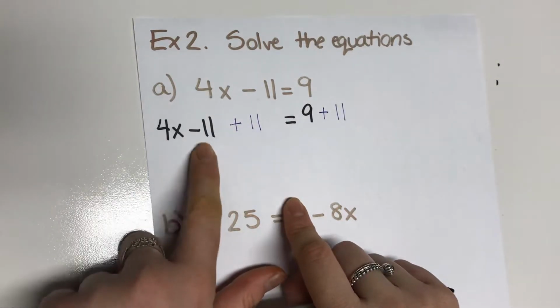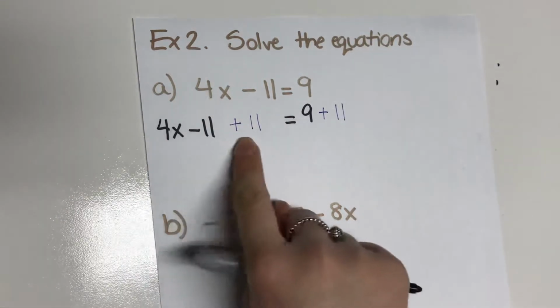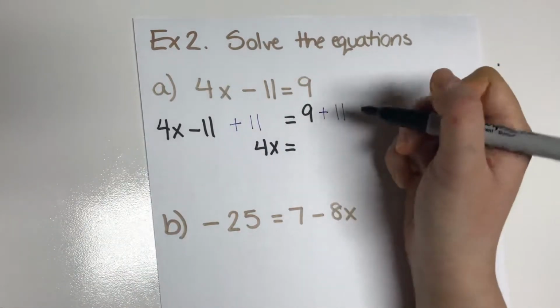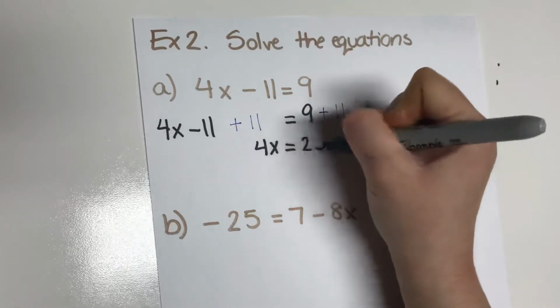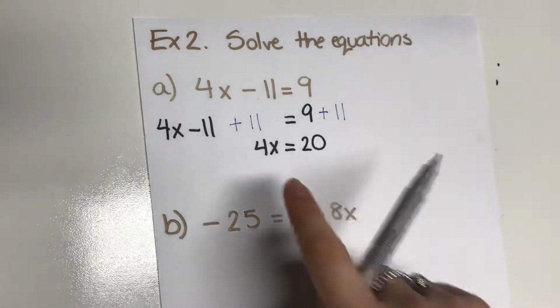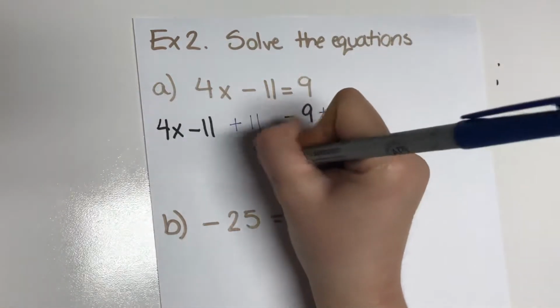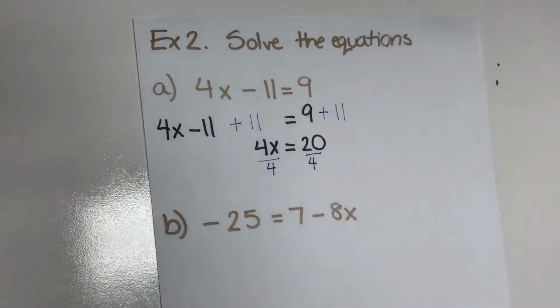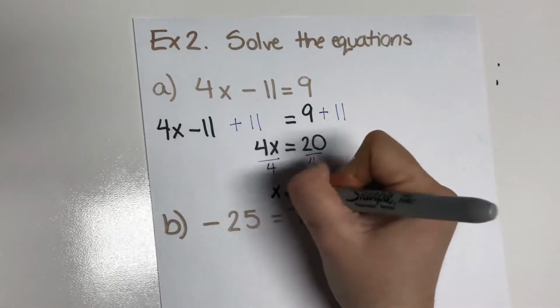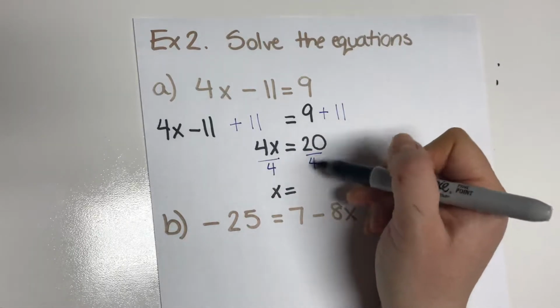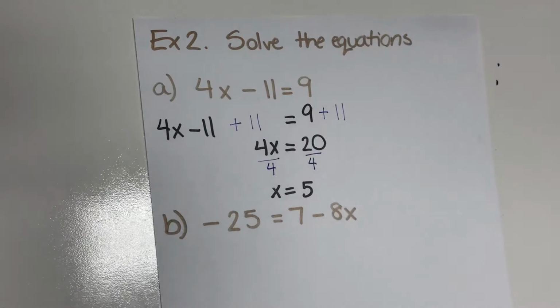So 4x minus 11 plus 11, this is 0, it cancels out. So I'm left with 4x is equal to 9 plus 11 is 20. Now I have x being multiplied by 4, so the opposite operation is dividing by 4. And I'm left with x because the 4's cancel out. And I'm left with 20 divided by 4 is 5. So x equals 5 is my answer.